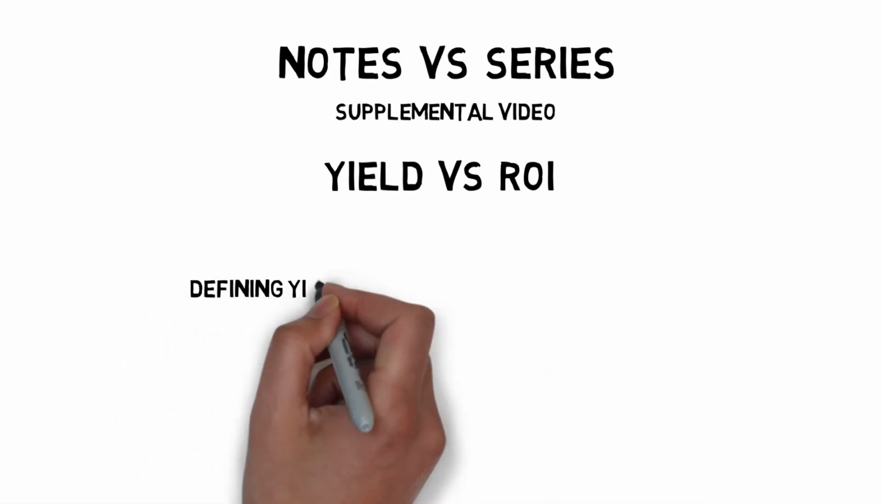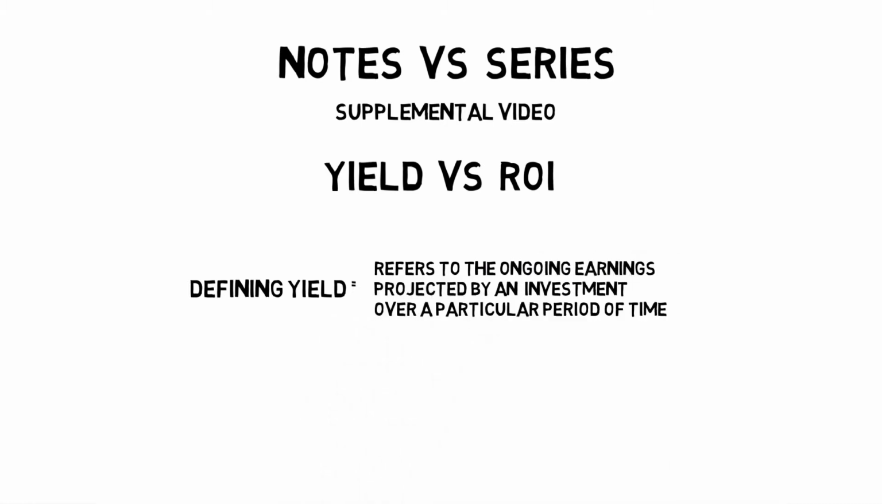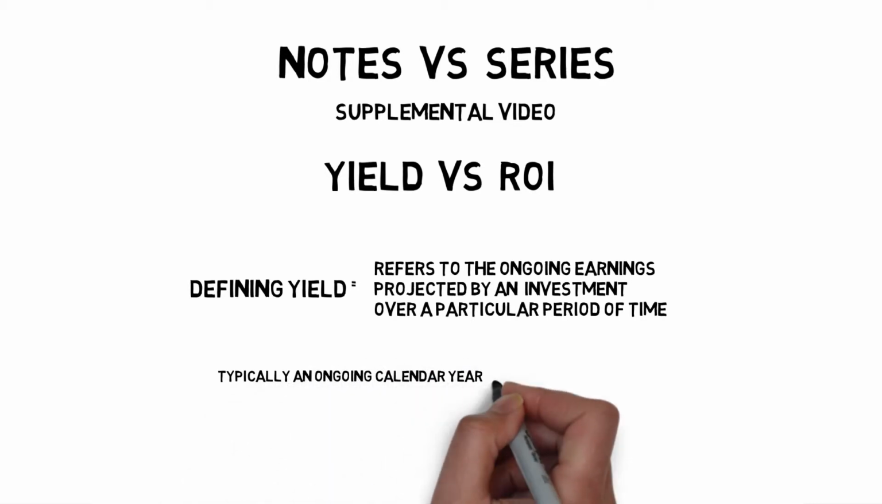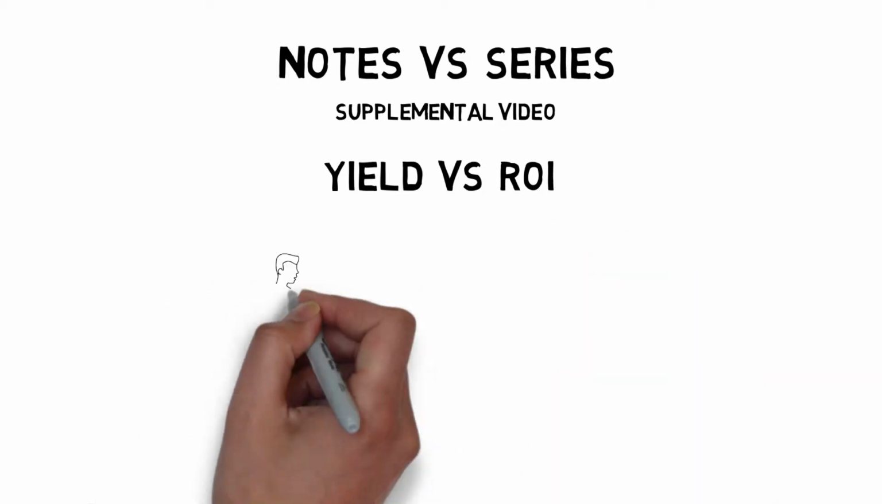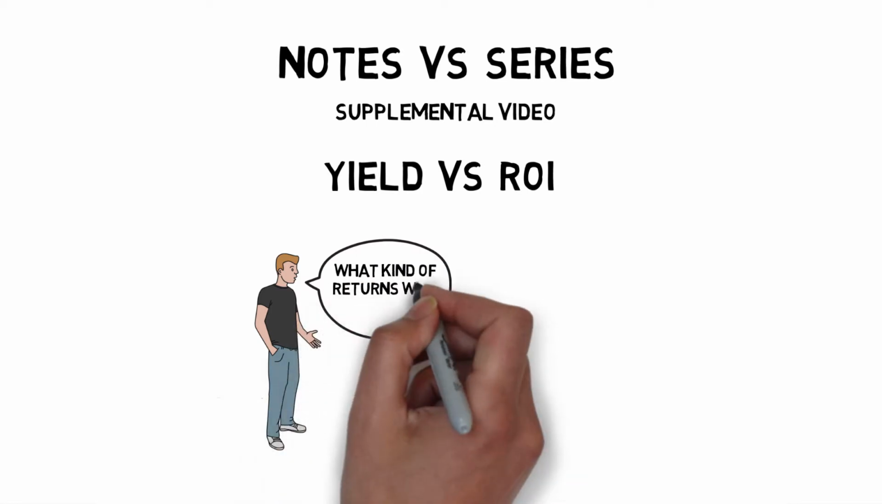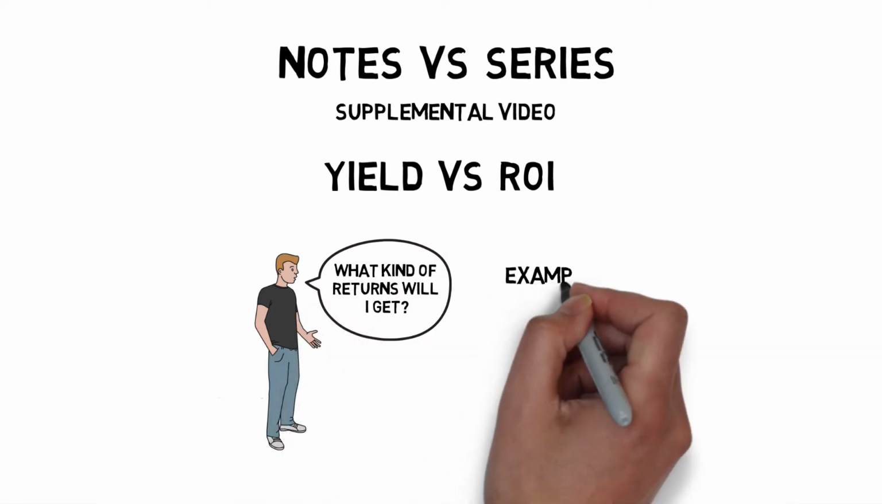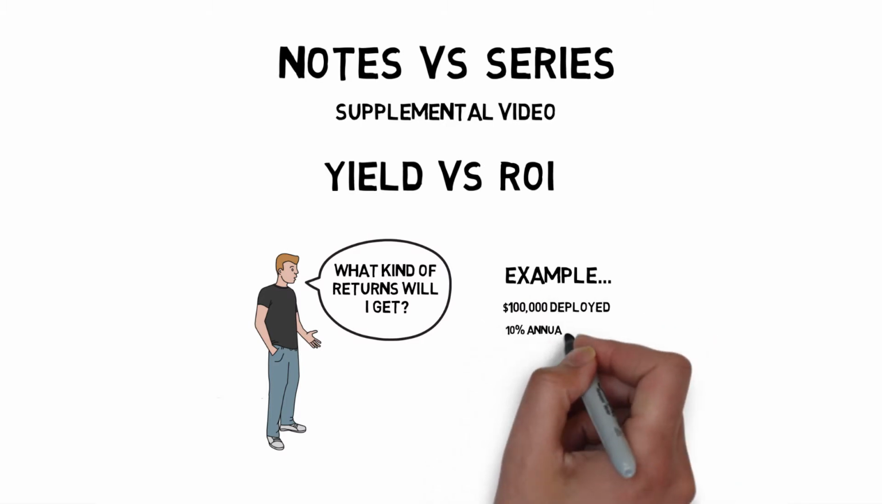Yield, on the other hand, refers to the ongoing earnings projected by the investment over a particular period of time, again, typically one calendar year. It's expressed as a percentage based on the invested amount. For example, if an investor deploys $100,000 with a projected 10% yield, that investor will get a fixed 10% return on their money every year the asset is in play.